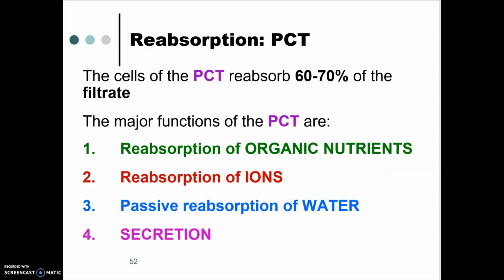Now, once the filtrate moves into the proximal convoluted tubule, this section of the nephron is going to absorb about 60 to 70% of the filtrate. So it's a safe bet to say that most of the reabsorption occurs in the proximal convoluted tubule. From this part, we're going to get the reabsorption of organic nutrients, the reabsorption of ions, and some water reabsorbed again, and there are also going to be tiny bits and pieces that are secreted. So it does do most of the reabsorption, but there is in fact some secretion that goes on there as well.